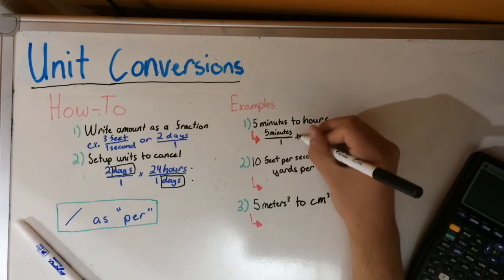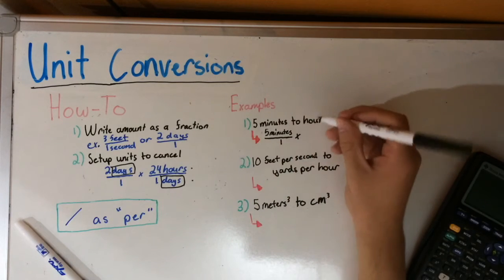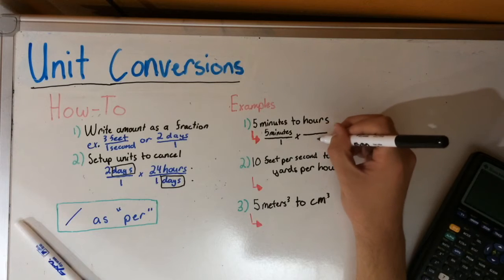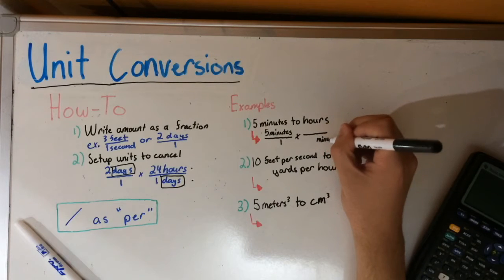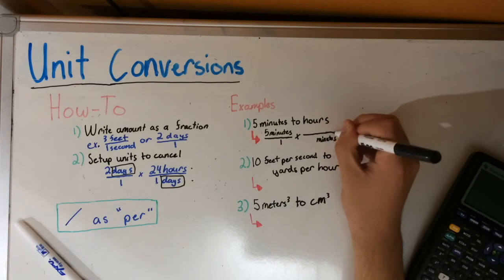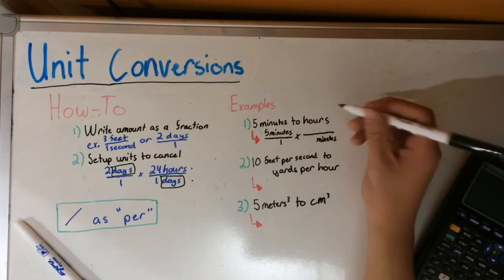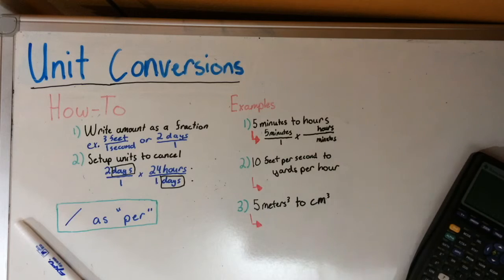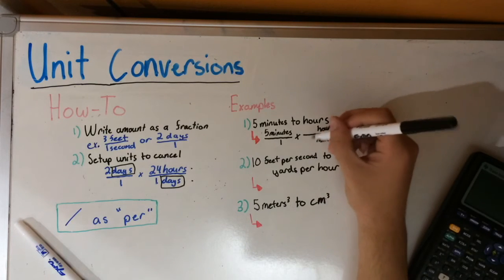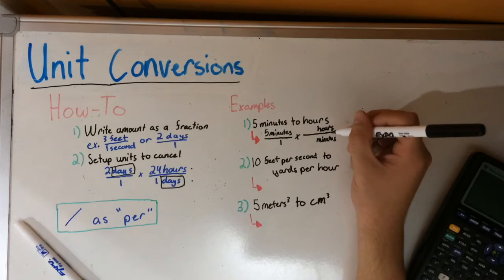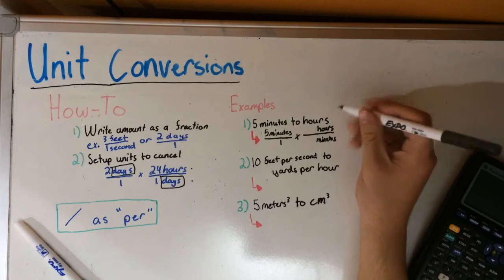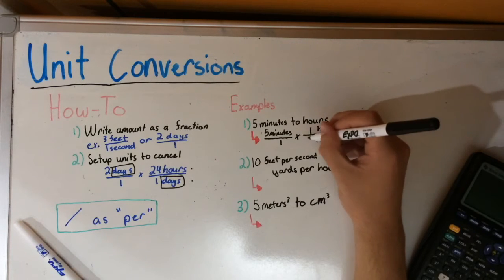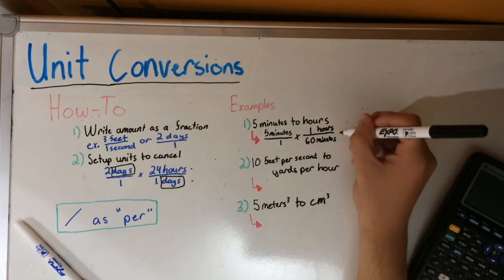And we want our units to cancel out now. So we're going to have minutes on the bottom. And the unit that we're trying to go to on the top. So we know that we're trying to go to hours, so we'll put hours on the top. So now this is called the unit conversion factor. So basically, how are hours and minutes related? We know that in 1 hour, there are 60 minutes. And there we go, just like that.